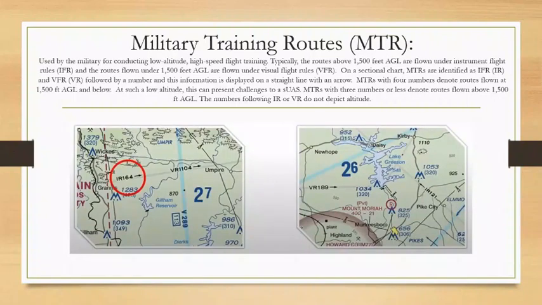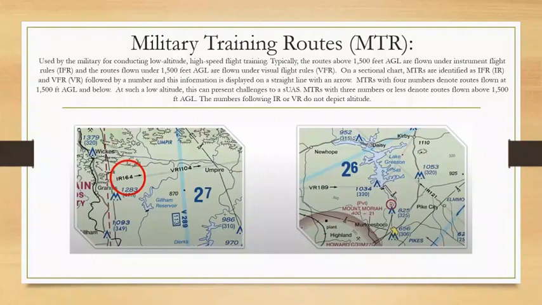We also have our military training routes, MTRs. These are used by the military for conducting low-altitude, high-speed flight training. Typically the routes above 1,500 feet AGL are flown under Instrument Flight Rules, IFR, and the routes flown under 1,500 feet AGL are flown under Visual Flight Rules, VFR. On a sectional chart, MTRs are identified as IFR, IR, and VFR, VR, followed by a number, and this information is displayed in a straight line with an arrow.